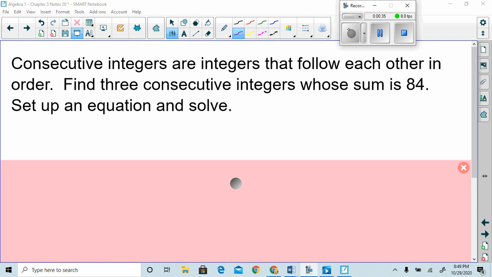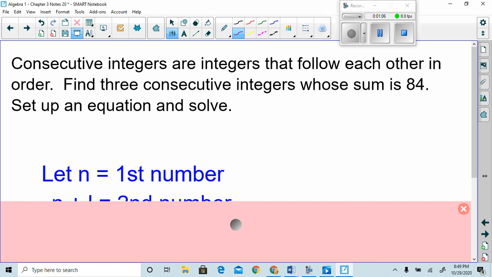To start off with, I'm going to talk about consecutive integers, and they're integers that follow each other in counting order: 6, 7, 8, 10, 11, 12, and so on. We're going to find three consecutive integers whose sum is 84. We're going to set up an equation and solve. Now, there is a shortcut to this type of problem, but we need to learn how to do this by setting up an equation. So we'll start with identifying variables.